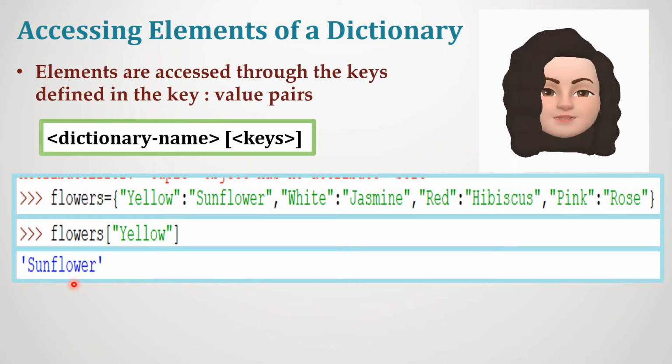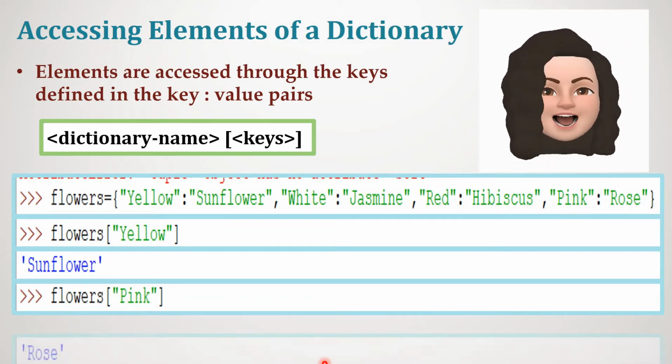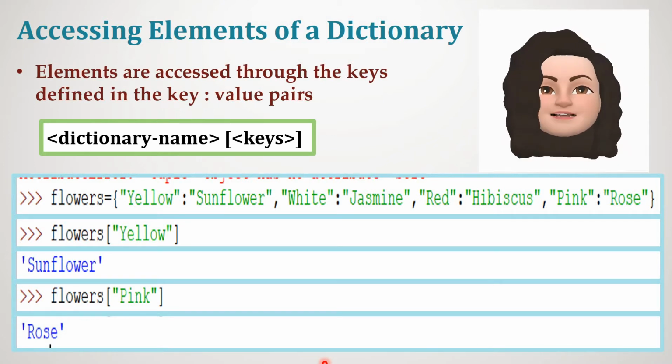Let's access one more element, rose. So what is the key for the value rose? It is pink. So the name of the dictionary flowers, within square brackets the key pink will give you the element rose. So elements of a dictionary are accessed through the keys which are defined in the key value pairs.